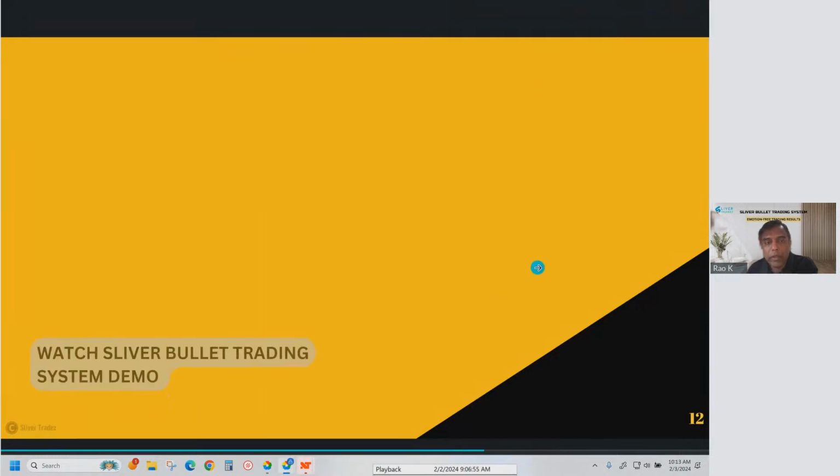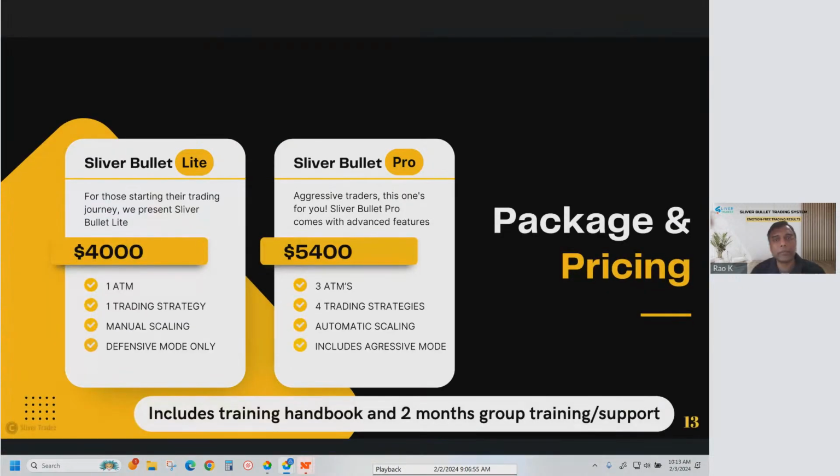So if you want to know the price of the software, the system, we offer it in 2 versions. One is Sliver Bullet Lite and one's Sliver Bullet Pro. Sliver Bullet Lite is for 4,000, Pro is for 5,400. The Sliver Bullet Lite comes with only 1 ATM button. You had seen in the demo 3 ATM buttons on the software, but the Lite will have only 1 button. Pro will have 3 ATM buttons.